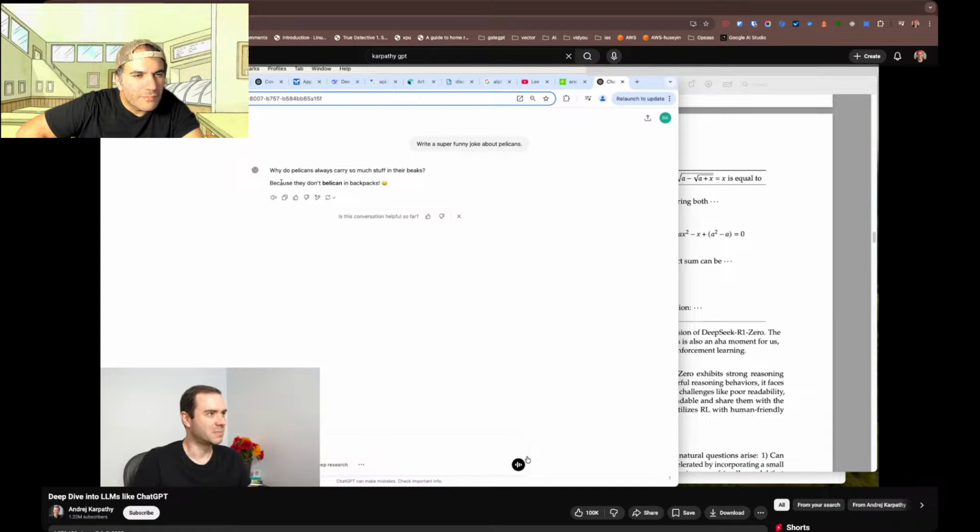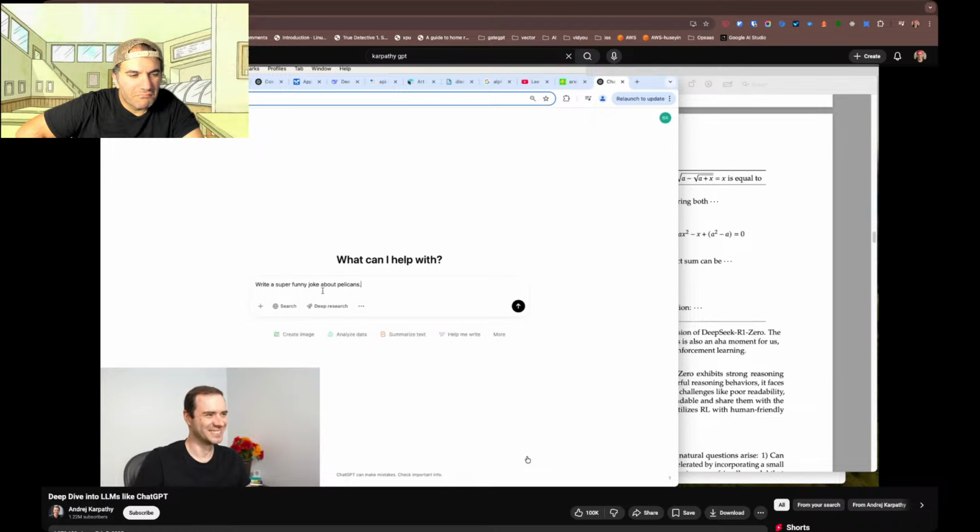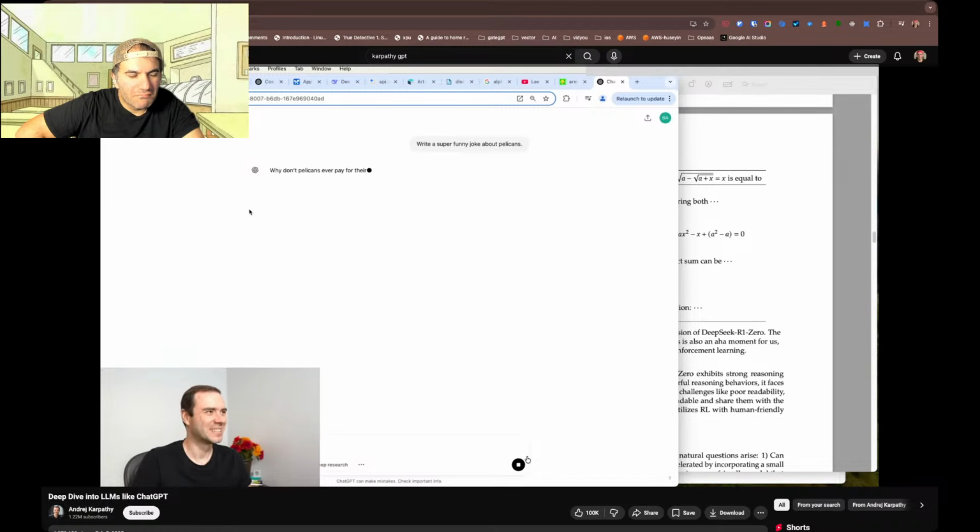So much stuff in their beaks because they don't pelican in backpacks. What? Okay, we can try something else. Why don't pelicans ever pay for their drinks? Because they always bill it to someone else. Haha. Okay, so these models are obviously not very good at humor.